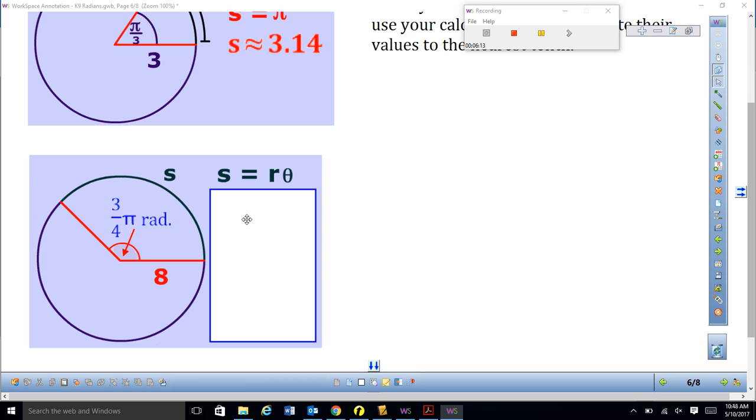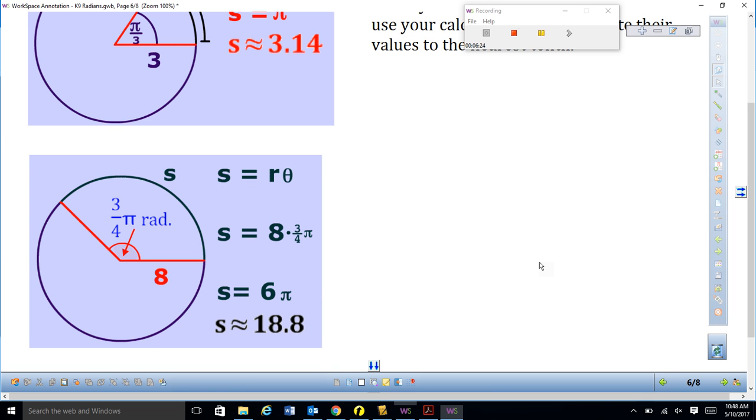So for this second one, my radius is 8, and theta is 3/4 pi. So again, we substitute in as needed, and we multiply. 8 times 3/4 pi gives me 6 pi, or approximately 18.8.